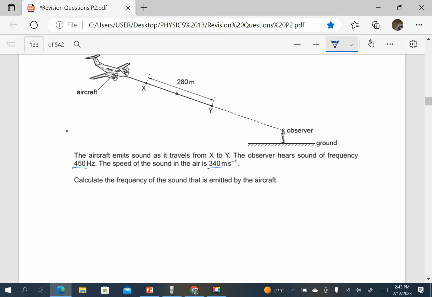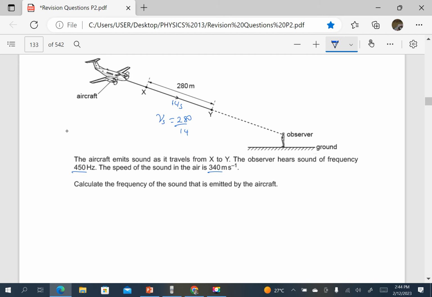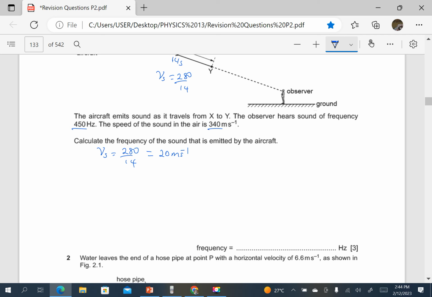So let's first of all find the speed of the source from X to Y. The distance is 280 and it takes a time of 14 seconds. So the speed of the source is going to be 280 divided by 14, which is 20 meters per second. So the aircraft is moving at that speed between X and Y.